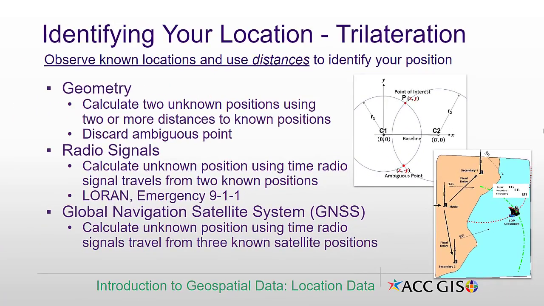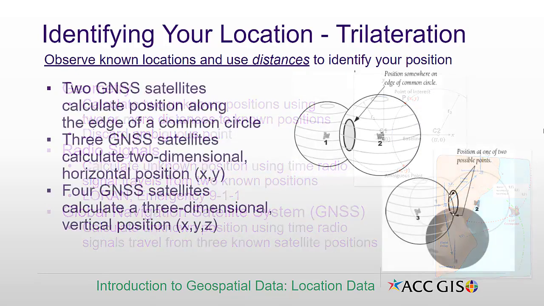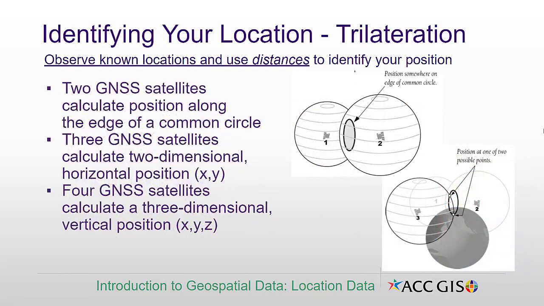Now, the last approach we'll discuss for trilateration, and really the focus of this topic, is the Global Navigation Satellite System, or GNSS. And that's where we calculate our unknown position using the time radio signals travel from 3 known satellite positions. So here you can see a couple of diagrams that step us through the process of calculating our position utilizing a global navigation satellite system.